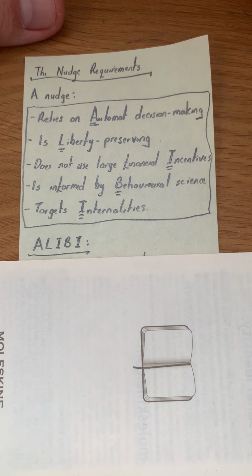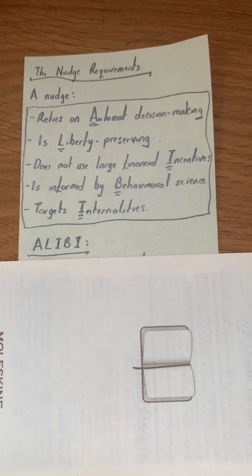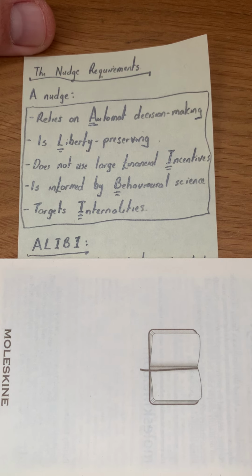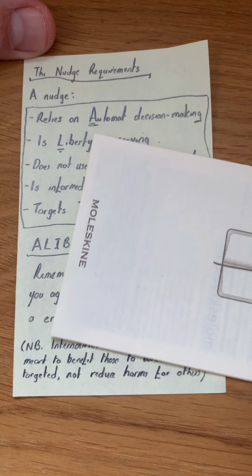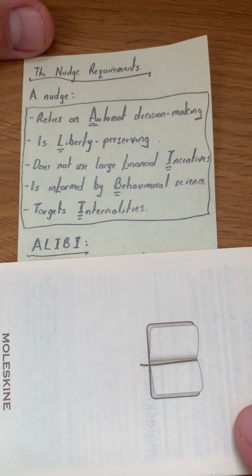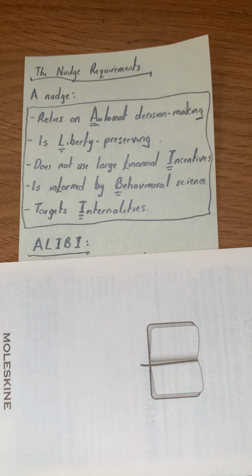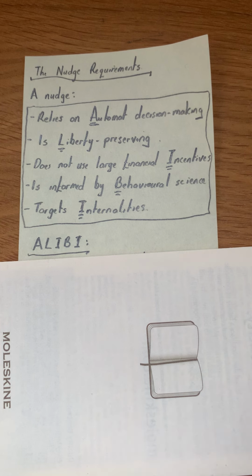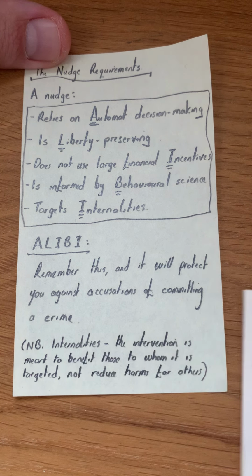partly because I find it difficult to say the word, but also because I think they're often highly contrived. But in this case, ALIBI might just help you remember, jog your memory on what the five, if you like, original requirements of a nudge intervention are.